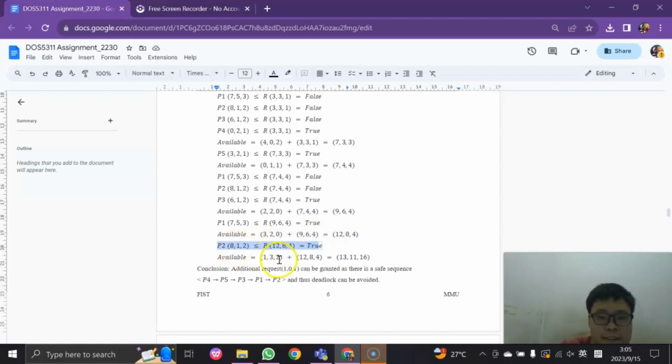P2: 812 is less than or equal to 1284. Now calculate a new available: 132 plus 1284 equals 1316. In conclusion, the additional request 101 can be granted as there is a safe sequence P4, P5, P3, P1, P2, and thus deadlock can be avoided.